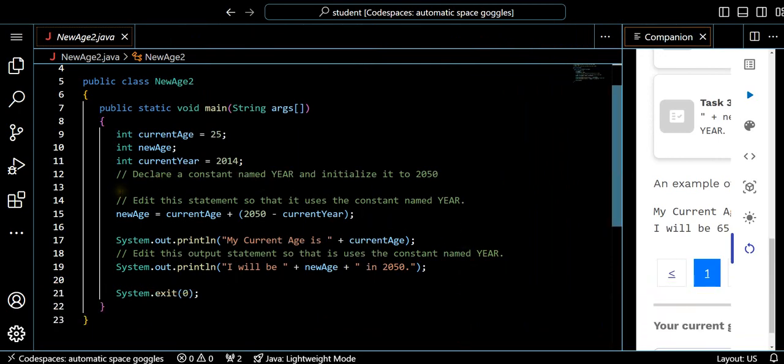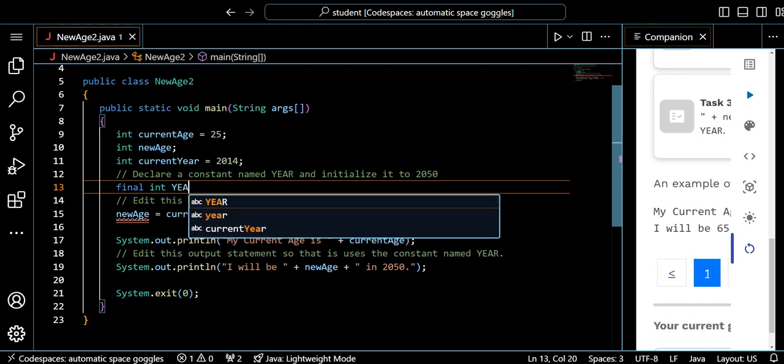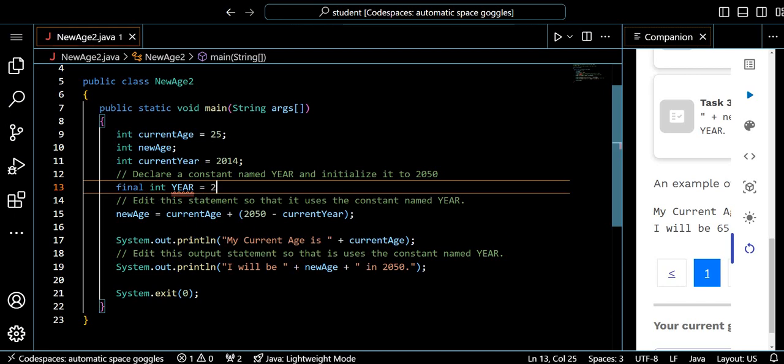So here, let's start by initializing our constant. When we do a constant in Java, the constant name itself will be capitalized. We'll start by typing in final, and it's an integer, and it's going to be all caps. YEAR is going to be the constant. It's going to equal 2050. Right? So let's go ahead and do that.